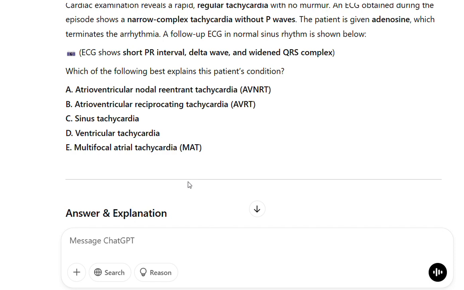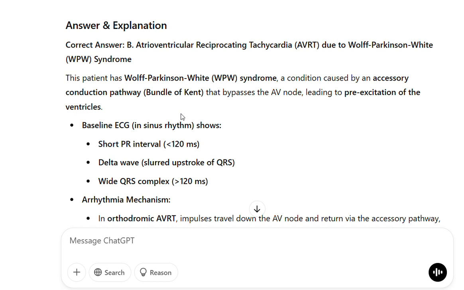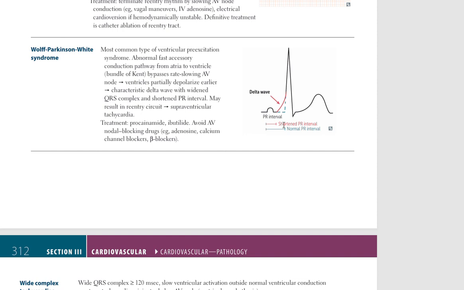Correct answer: B. Atrioventricular reciprocating tachycardia, AVRT, due to Wolff-Parkinson-White, WPW, syndrome. This patient has WPW syndrome, a condition caused by an accessory conduction pathway, the bundle of Kent, that bypasses the AV node, leading to pre-excitation of the ventricles.